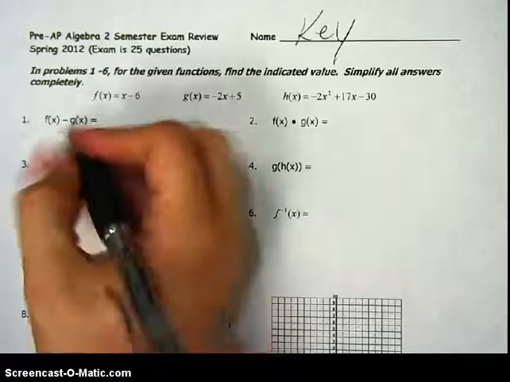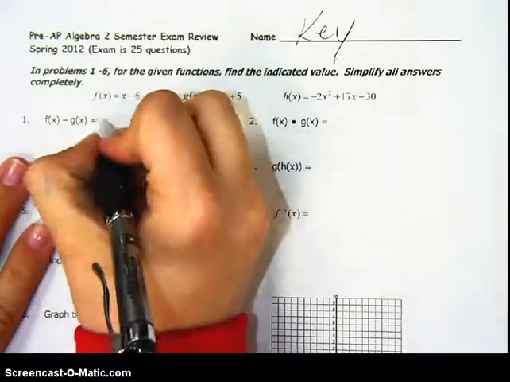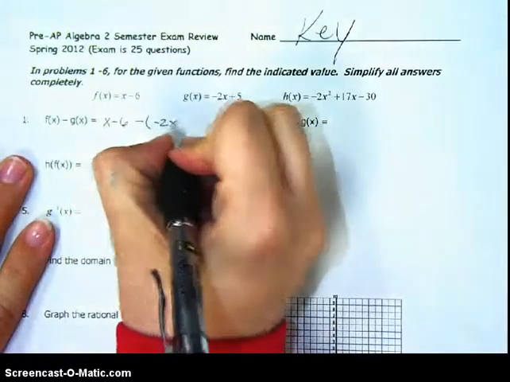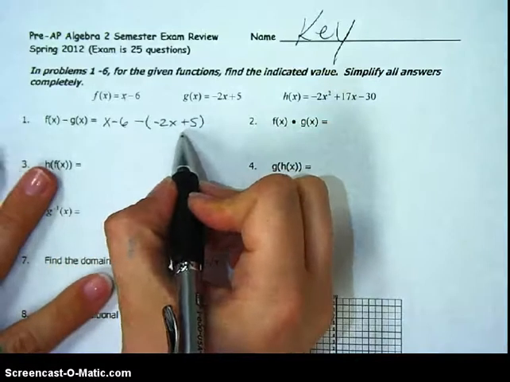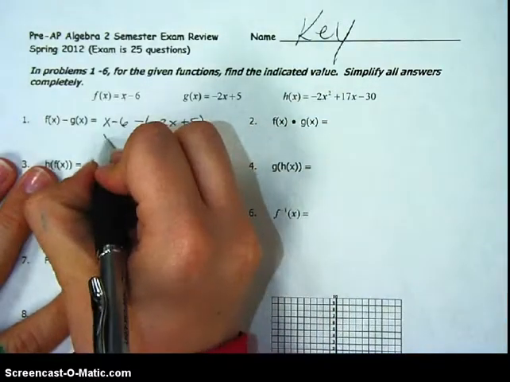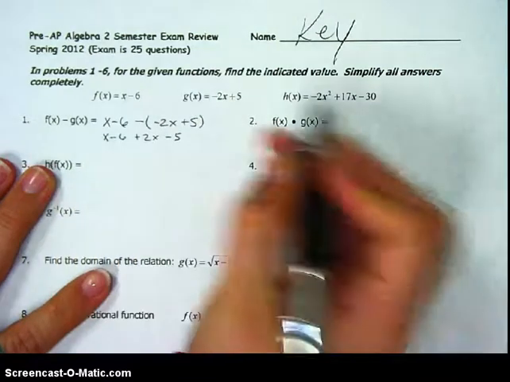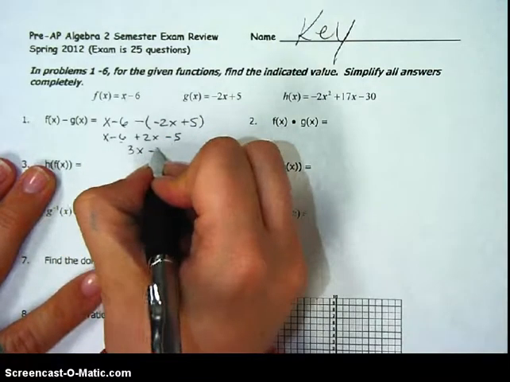Okay, looking at your semester exam review, first we've got f of x minus g of x. So we're going to take f of x, which is x minus 6, and subtract g of x, which is negative 2x plus 5. We need to make sure we subtract the entire function of g of x, so we're going to distribute that negative. So x minus 6 plus 2x minus 5. Combine like terms, we get 3x, negative 6 and negative 5 are negative 11.